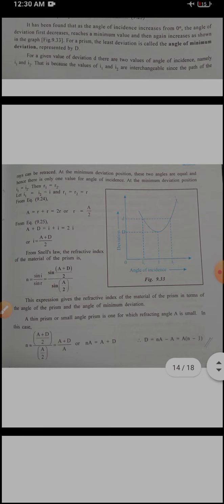For a given value of deviation D, we have two values of incidence, I1 and I2. This is because the I1 and I2 values are interchangeable, as the path of the rays can be retraced. So at the minimum deviation position, these two angles are equal, and hence there is only one value for the angle of incidence at the minimum deviation position. So I1 is equal to I2, and then R1 is equal to R2.